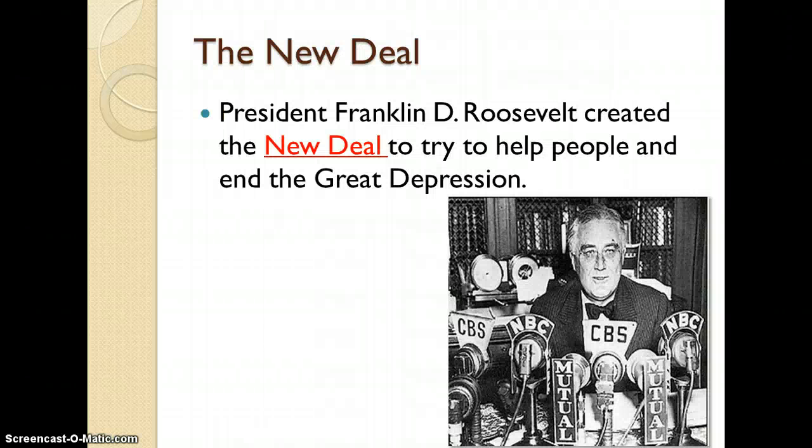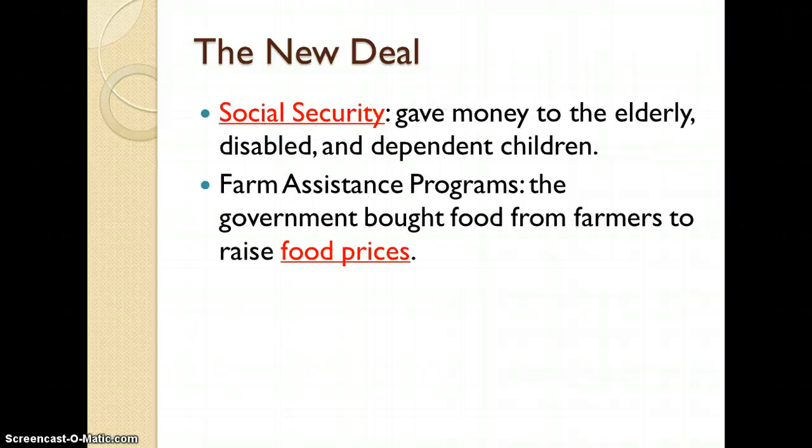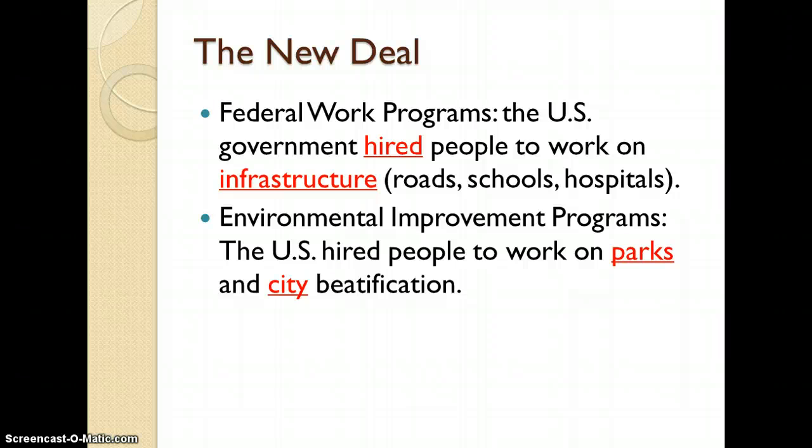So, the New Deal. This man, Franklin Delano Roosevelt, was elected president, and he created a plan called the New Deal. The New Deal was a series of programs that was designed to help people and to end the Great Depression. Social Security gave money to the elderly, disabled, and dependent children. Farm assistance programs were set up where the government bought food from farmers to raise food prices.